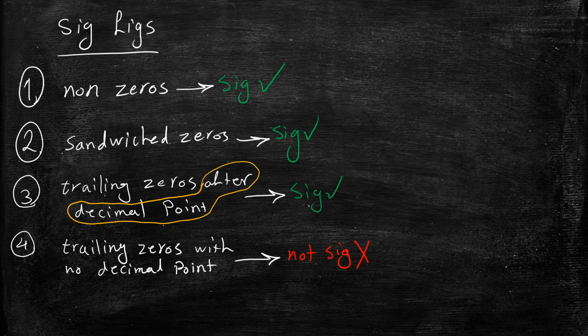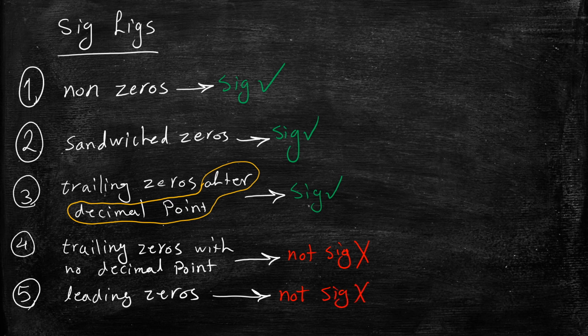Let's see the last rule. Leading zeros are not significant. Like what? So if you have a number like 100, if you put zeros to the left of it, that doesn't change the number at all. It's still 100. Zeros to the left, they're not counted.